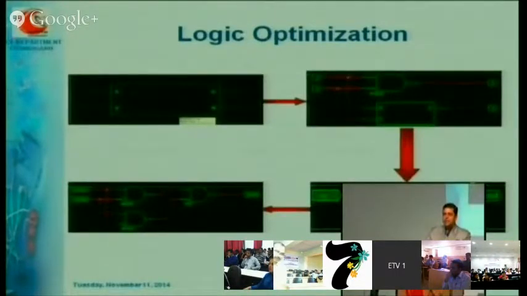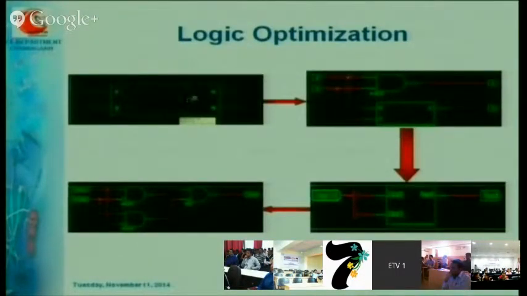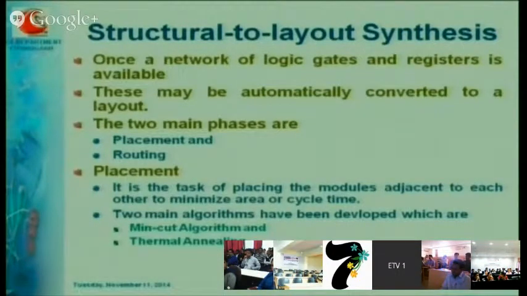And here you can see that it takes this block. When you click this one, you will get this section, and this section. So you will get deeper inside the circuit, and this circuit is logically optimized. Two types of optimizations will be performed: one is technology independent, another one is technology dependent. Then once this is done, the next thing is structural to layout synthesis.